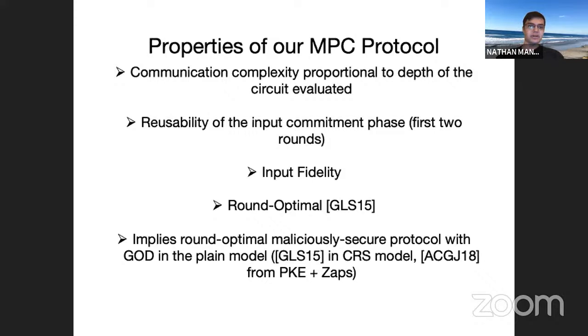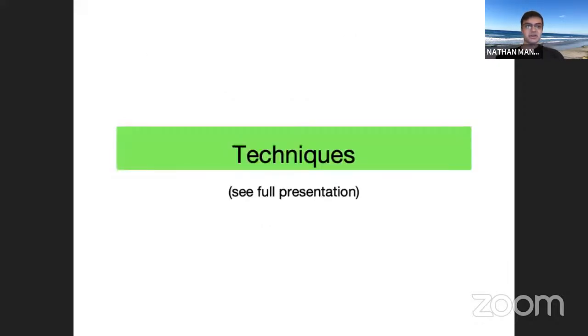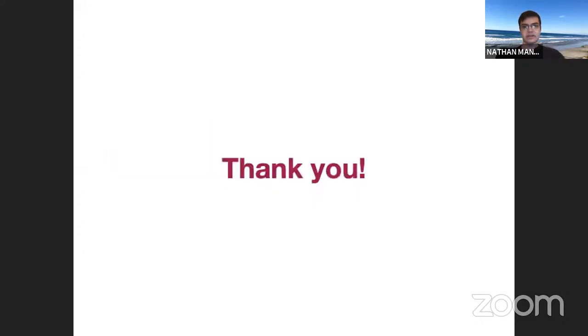Previously, Gordon et al. had shown it in the CRS model, and an independent work of Nunt et al. showed it from the incomparable assumption of public key encryption and ZAPs using completely different techniques from ours. And for the techniques we use, I'll defer you to the full presentation. Thank you.